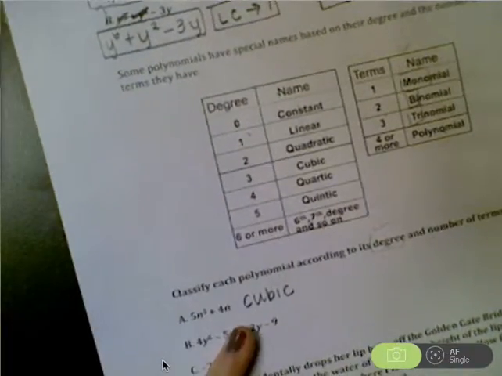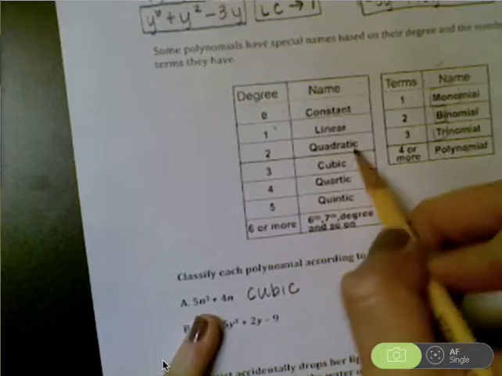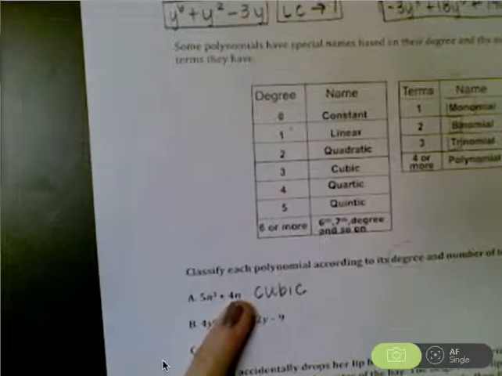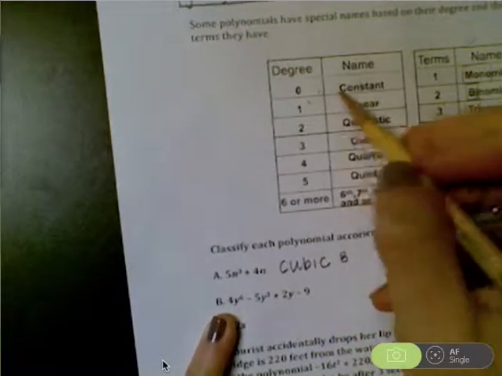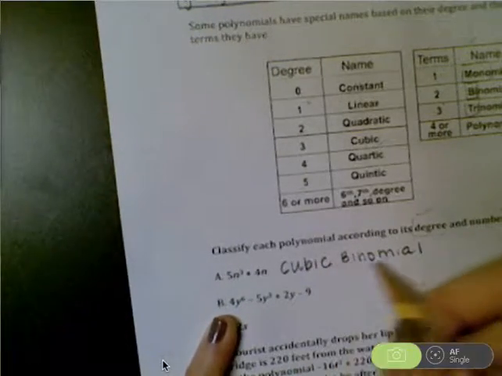Because the degree is 3, and if we look right up here, 3 is called cubic. And the second thing you need to do is identify the number of terms, which in this case is... Does it matter what order we put it in? Yeah, you want to do degree, then terms. So this would be cubic binomial because it has degree 3 and 2 terms. Cubic binomial.